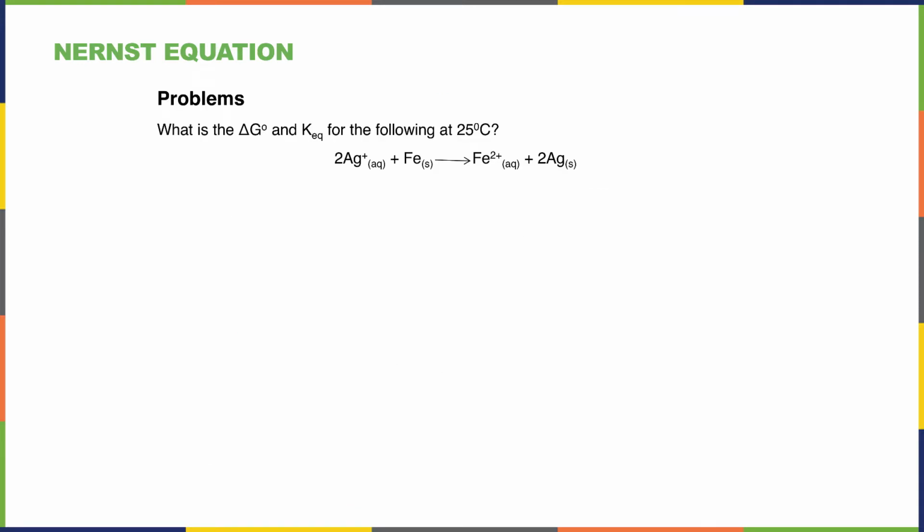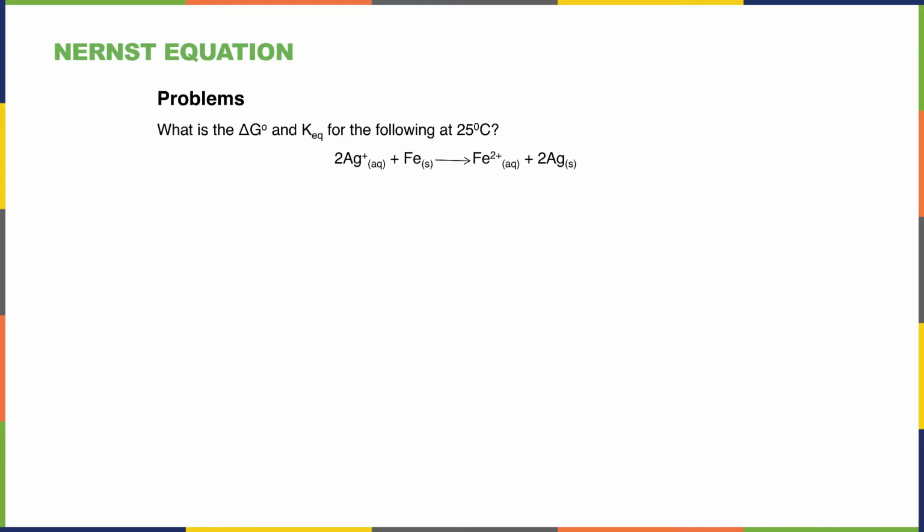So let's take a look at a couple of calculations based on these findings. And as I said, if you know any one of the following three constants, then you can calculate the other two. And so this problem says, what is the delta G0 and equilibrium constant for the following? And it shows a reaction, and you're thinking, well, I don't have any.